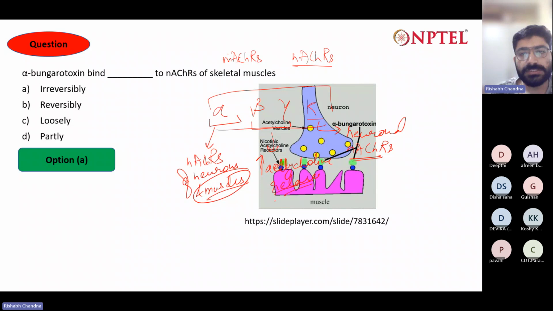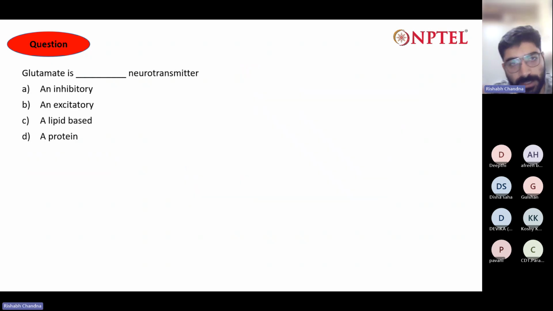So yes, this is the major function of bungarotoxin. It basically acts on the muscle and deactivates the acetylcholine receptors. Okay, there is one more neurotransmitter, glutamate. What is the nature of glutamate? Is it inhibitory, excitatory, lipid-based, or a protein?